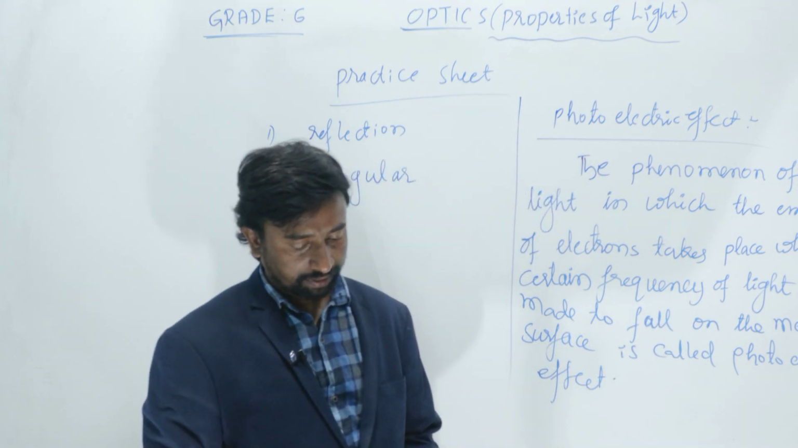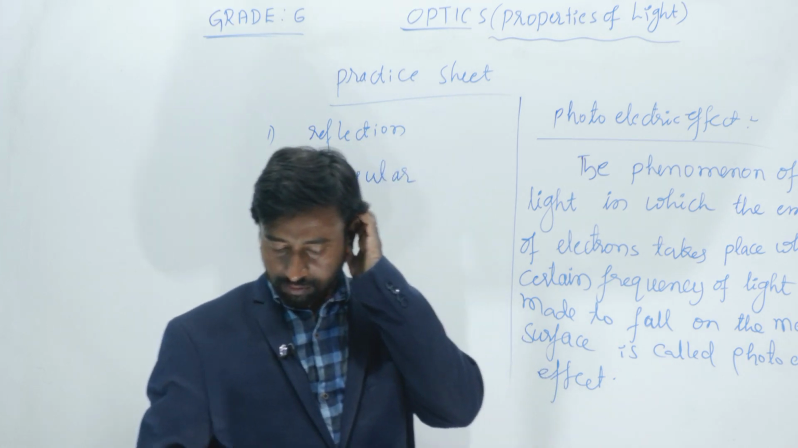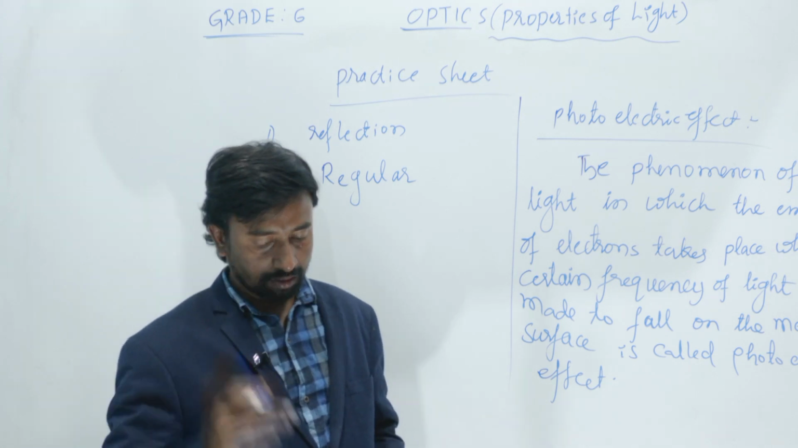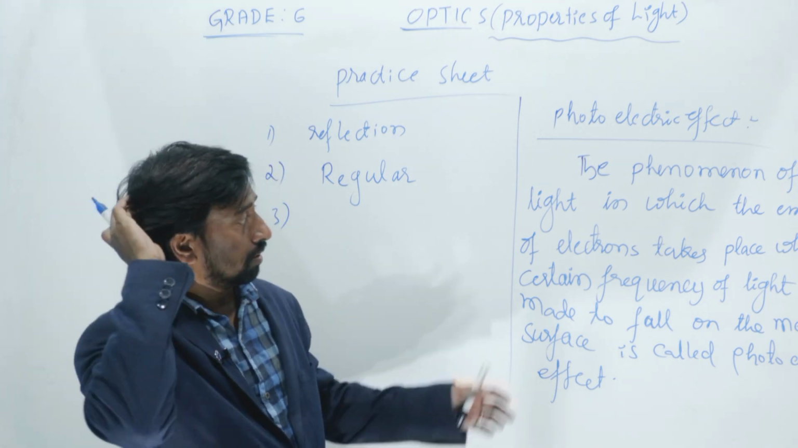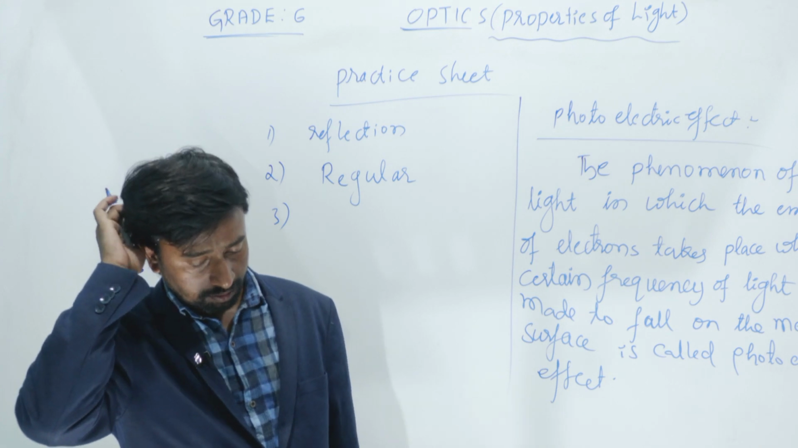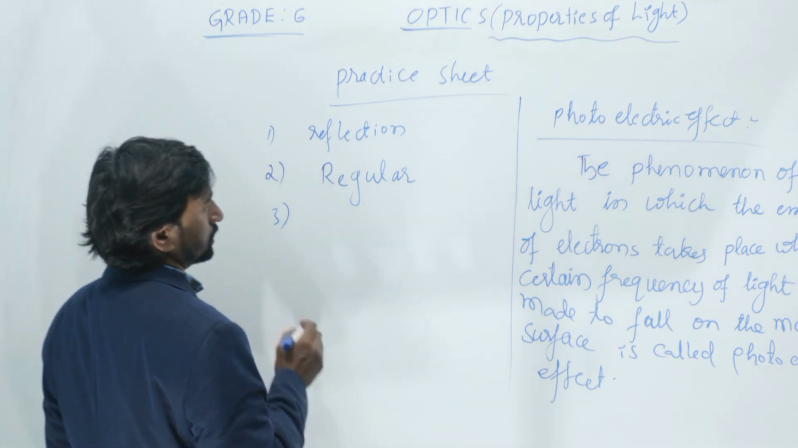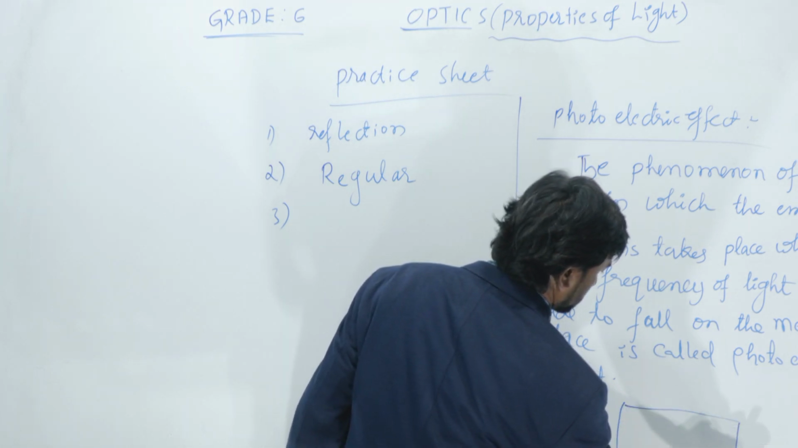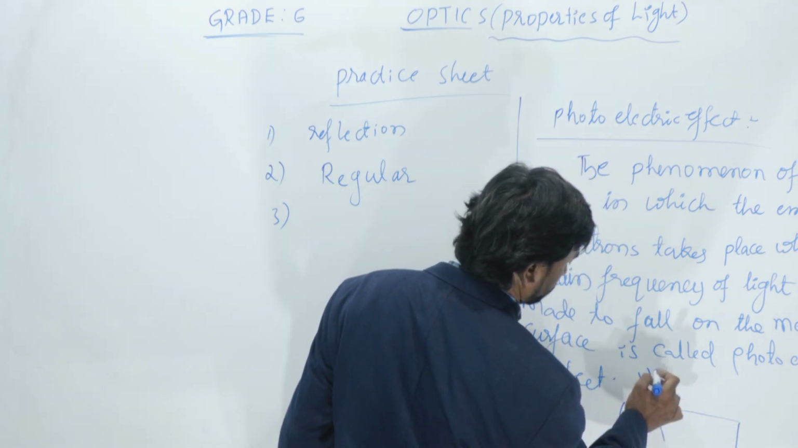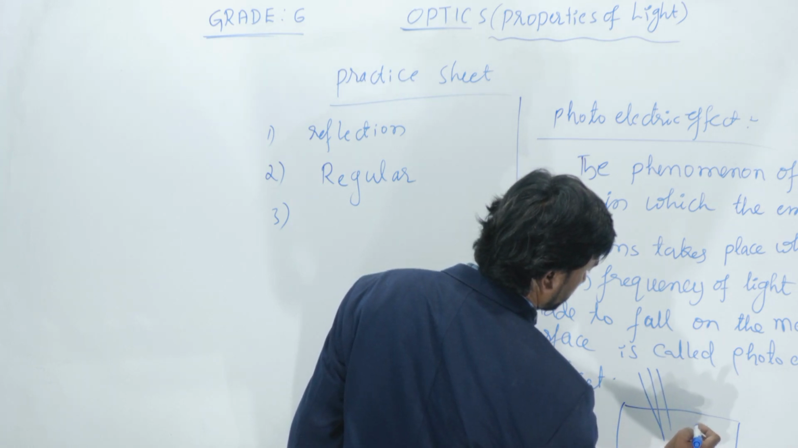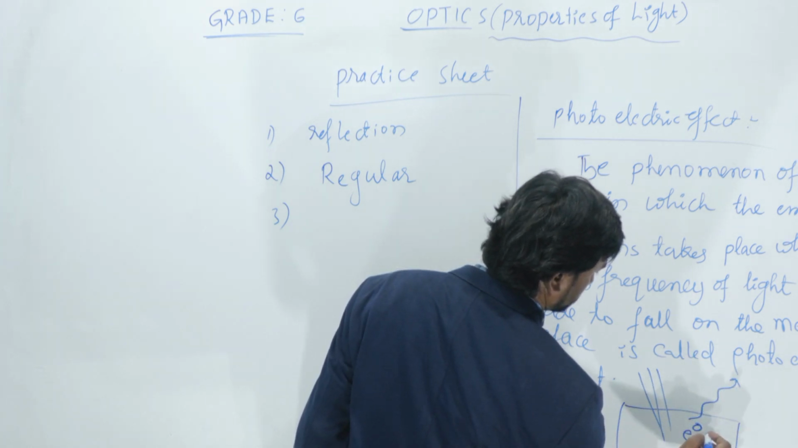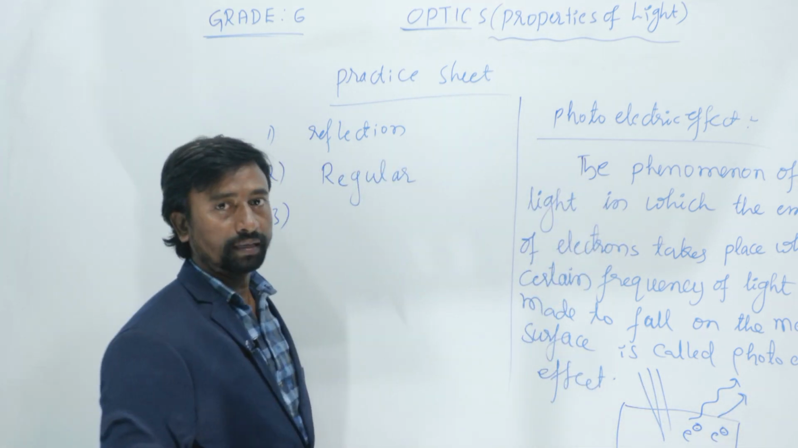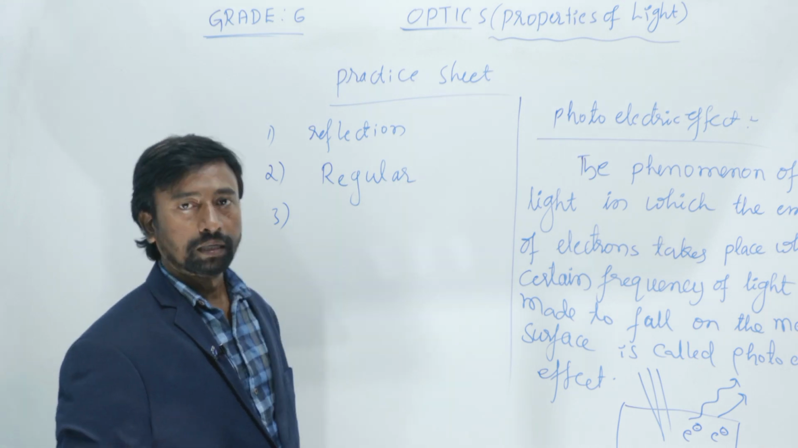This photoelectric effect was invented by the scientist Einstein. So the third question is asking about that. Suppose this is a metal surface. On the metal surface, if a certain frequency of light is made to fall here, then emission of electrons takes place. These electrons come out from the metal surface. That phenomenon of light is said to be the photoelectric effect.